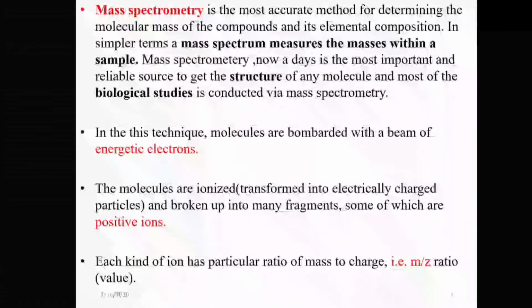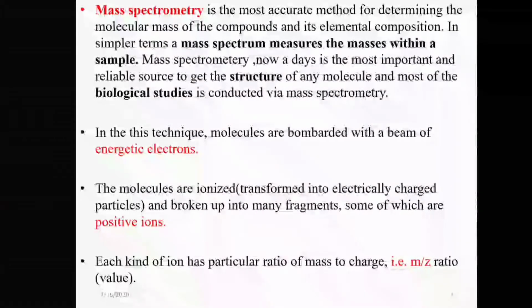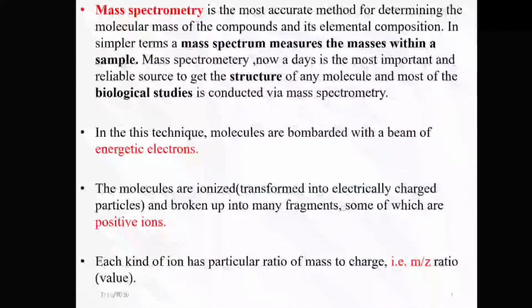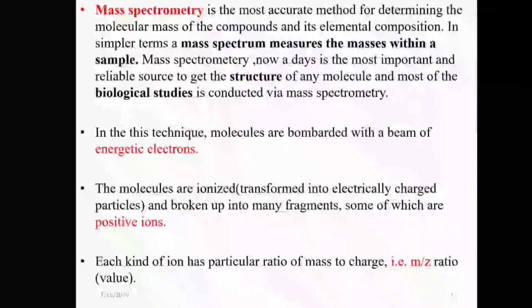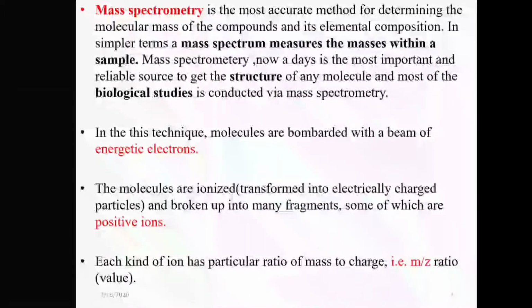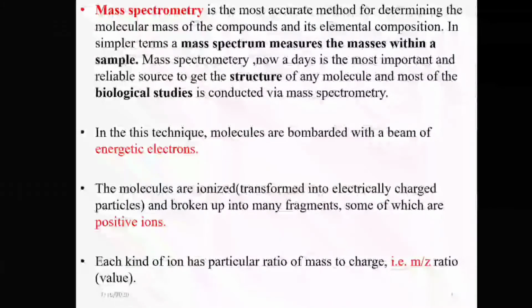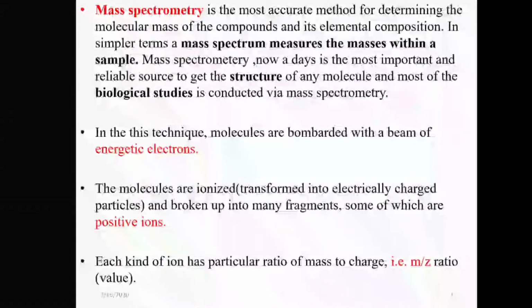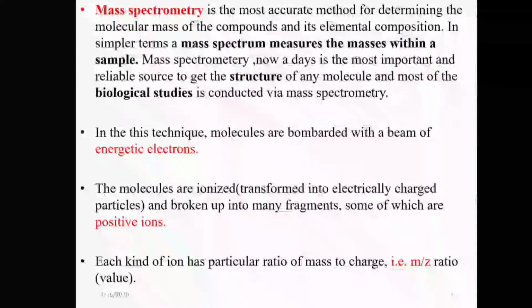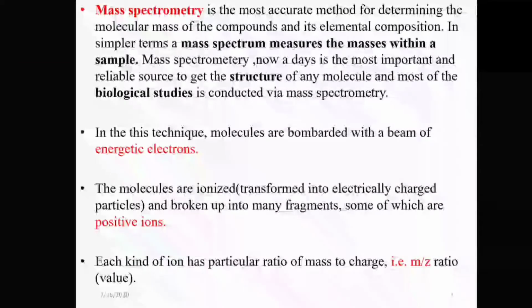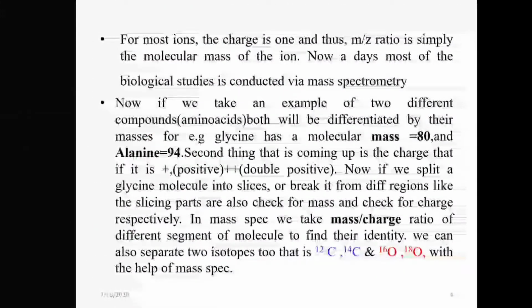Mass spectrometry nowadays is the most important and reliable source to get the structure of any molecule, and most of the biological studies are also conducted via mass spectrometry. In this technique, molecules are bombarded with a beam of energetic electrons. The molecules are ionized, transformed into electrically charged particles, and are broken up into many fragments, some of which are positive ions. Each kind of ion has a particular ratio of mass to charge, that is the m/z ratio. For most ions, the charge is 1, and thus the m/z ratio is simply the molecular mass of the ion.